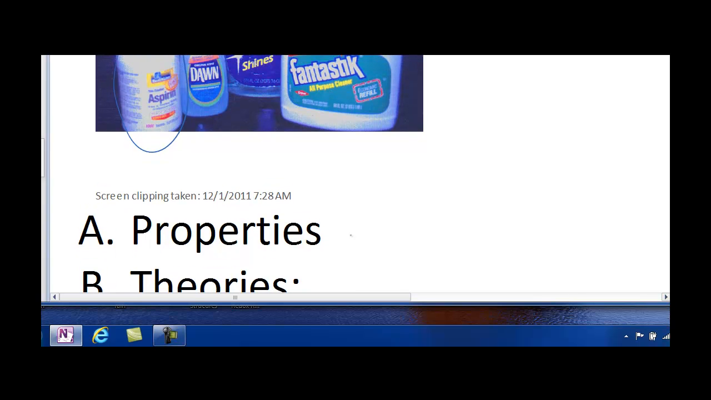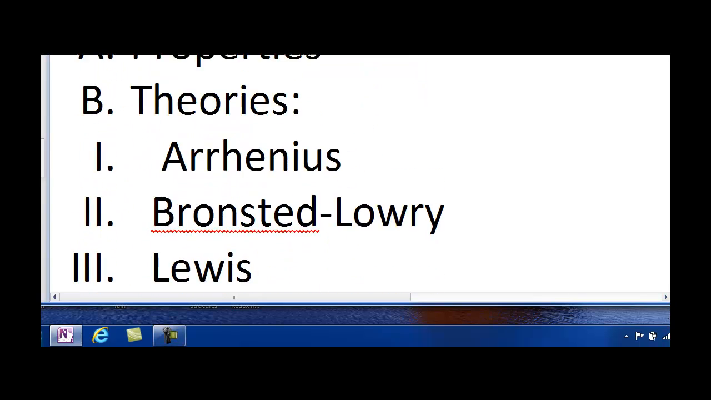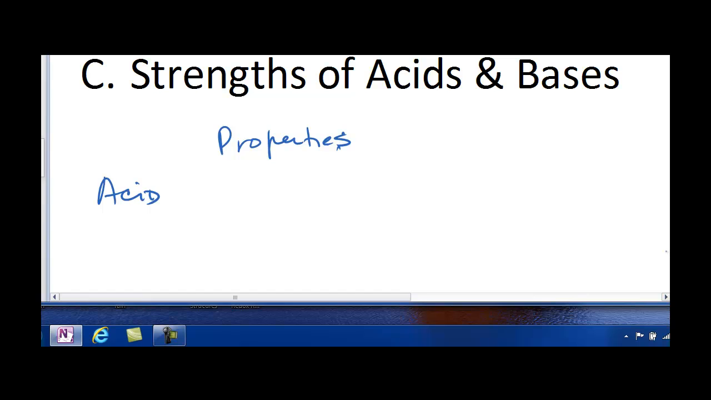Okay, so let's look at some properties. What are some common denominators of acids? We said they taste sour, yes. Sour taste. Okay, so if you taste lemonade, that's pretty sour. Some people put sugar in there, so it's not so sour. Sweeten it up. What else?